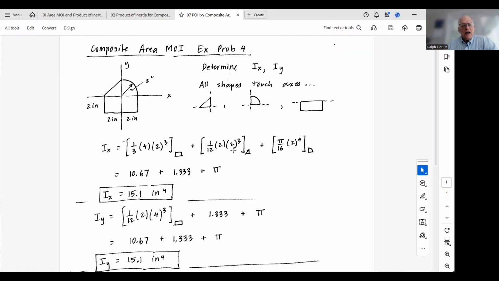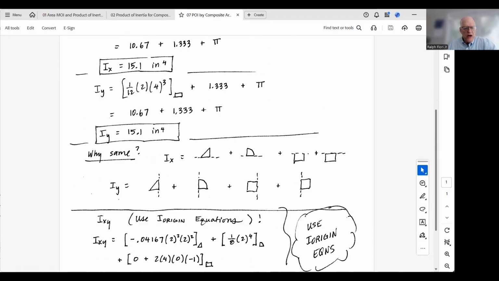So again, this is our example problem 4. We've got a shape that looks like this, and it's mostly centered at the origin of the XY axis. There's a right triangle here that touches the origin. There's a quarter circle here that touches the origin. There's a rectangle here, I'm sorry, a square here that touches the origin, and a square here that touches the origin. And so we want to find IXY for this shape.